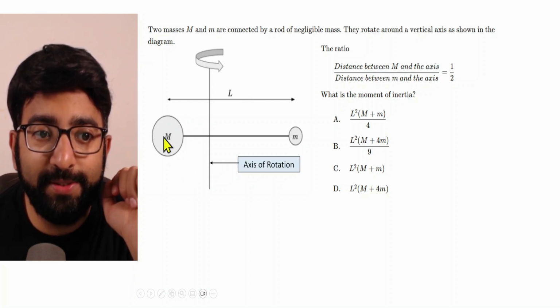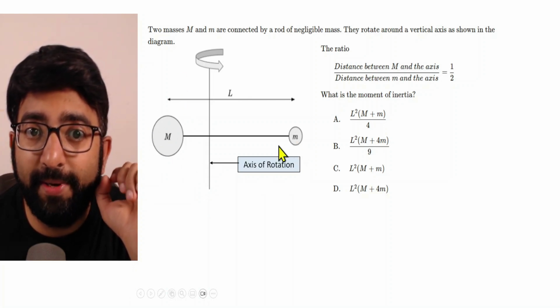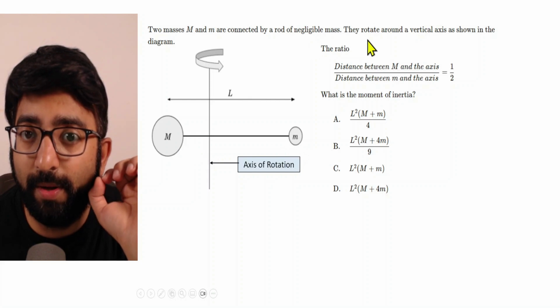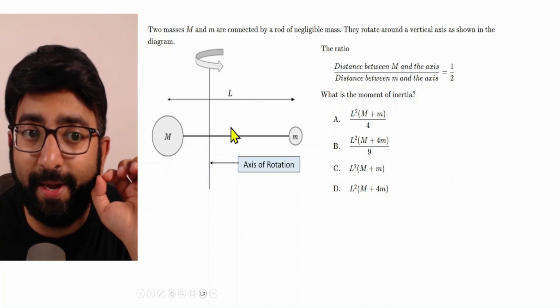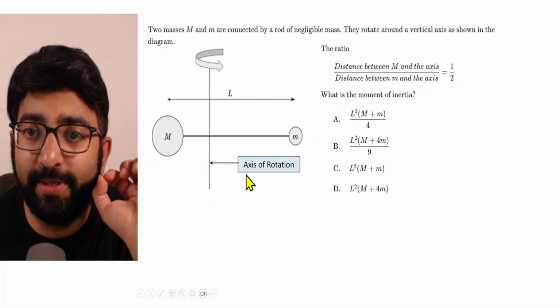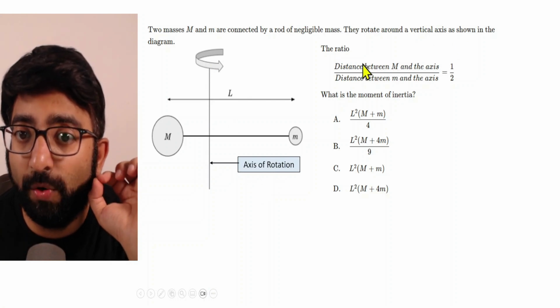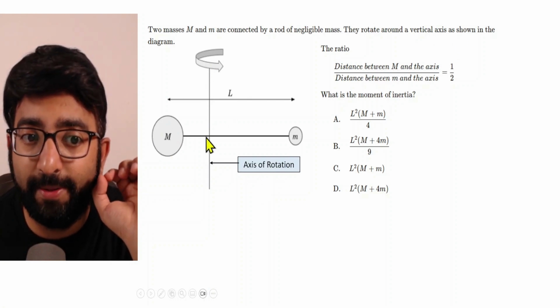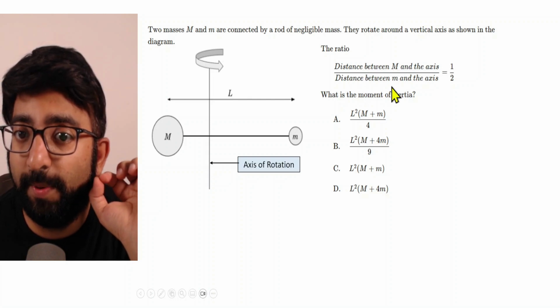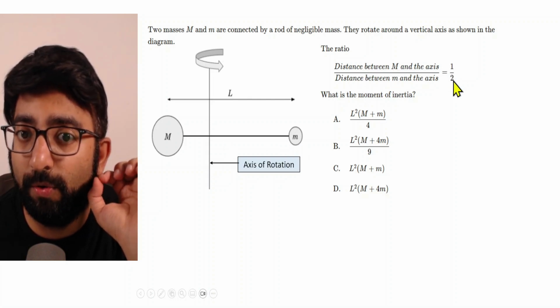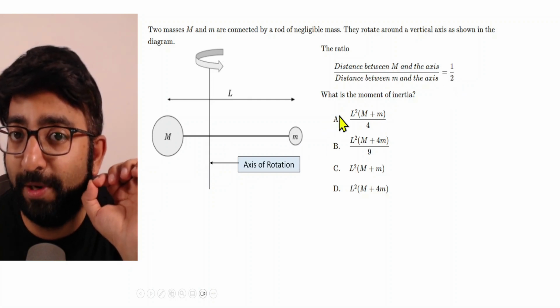In this question, two masses are given, capital M and small m, connected by a rod of negligible mass. They rotate around a vertical axis. So this vertical axis is the axis of rotation. The ratio of the distance between capital M and the axis to the distance between small m and the axis is 1 upon 2. And we are supposed to find the moment of inertia.